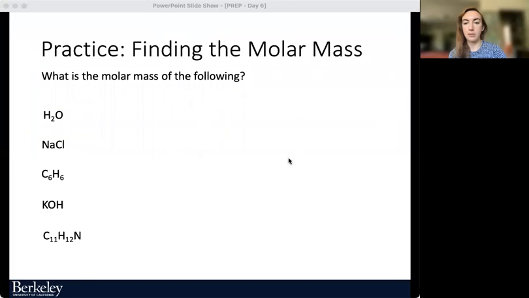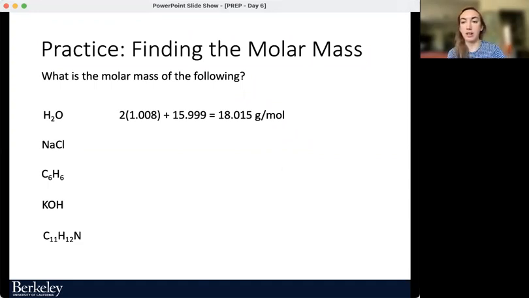Okay, I think everybody's back. So I'm just going to go over how we do this. So for H2O, we have 2 hydrogen atoms and 1 oxygen atom. From the periodic table, we can get the molar masses of each of those elements. So we do 2 times 1.008 plus 15.999 equals 18.015. So that's the example that we had on the previous slide.